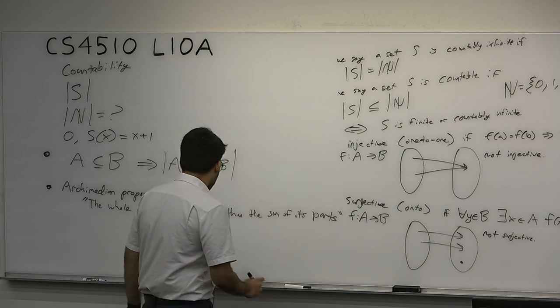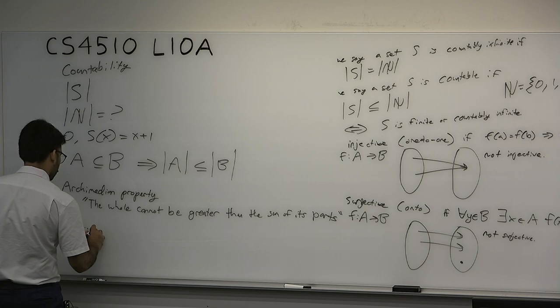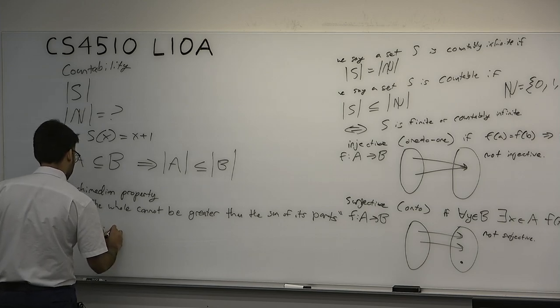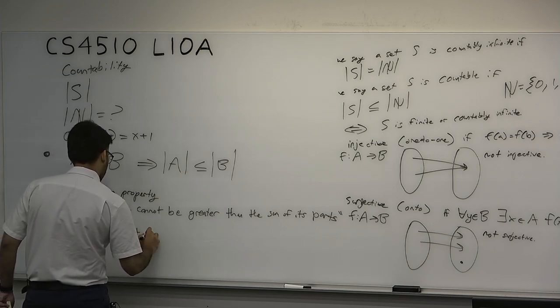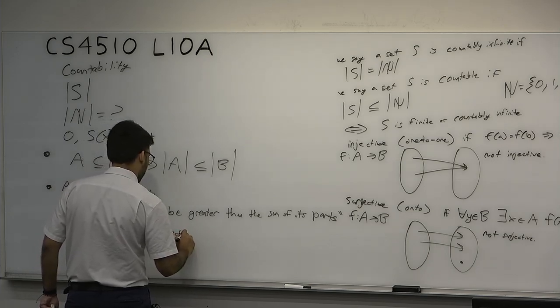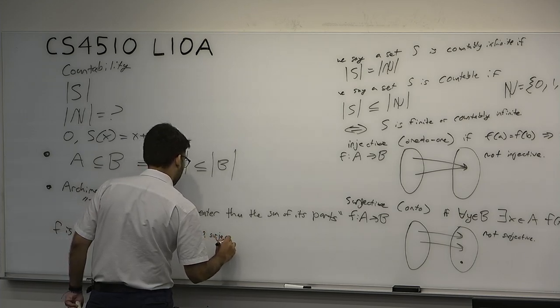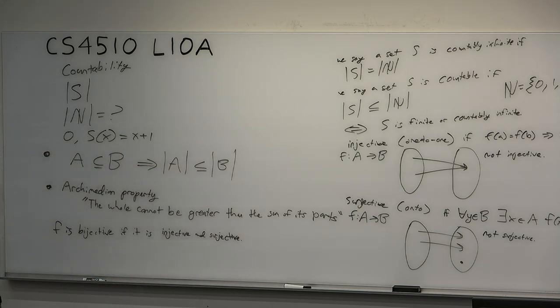We say a function is bijective if it is injective and surjective. Okay, I've given maybe a few definitions. Any questions so far? Wait, can you explain one-to-one again?